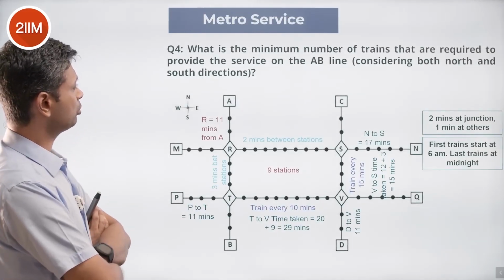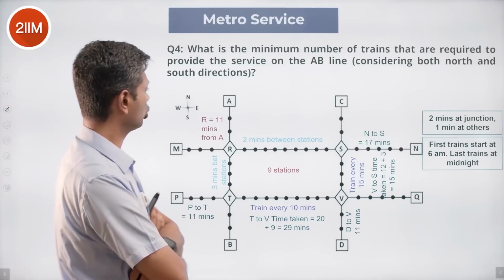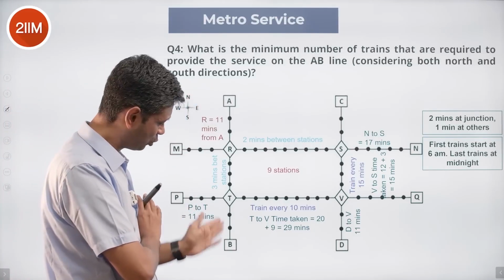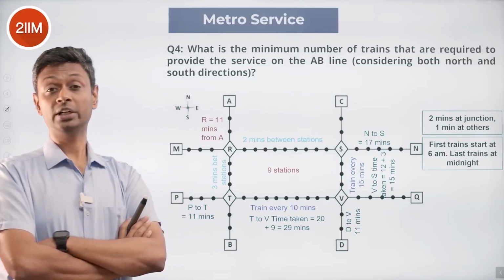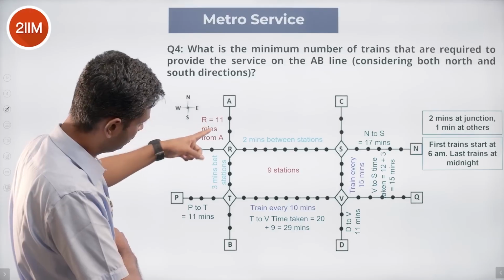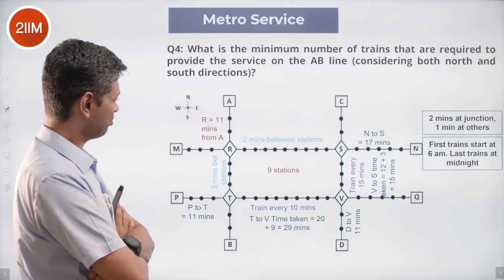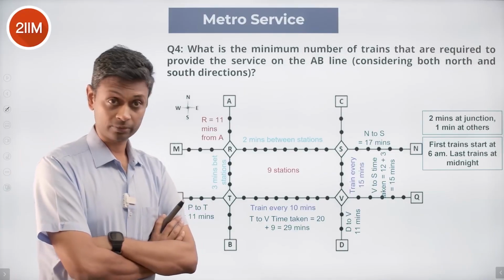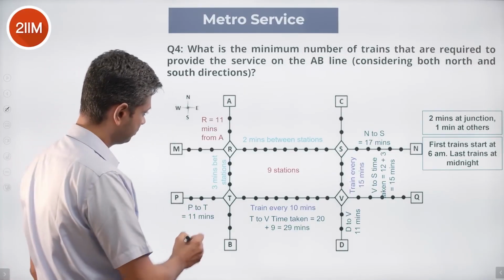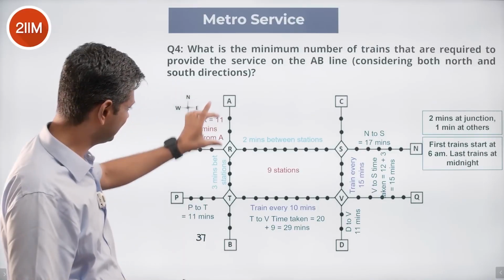What are the minimum number of trains that are required to provide the service on the AB line, considering both north and south directions? Oh, nice. AB line, start from A, think about going to B. Let's think about how long it takes. Right? So this is 11 minutes. This is 15 minutes. This is 11 minutes. 11 plus 15 is 26. 26 plus 11 is 37. 37 minutes of this leg, this leg, this leg.